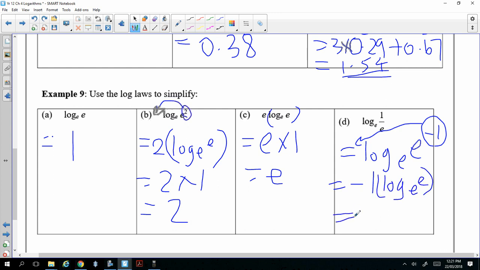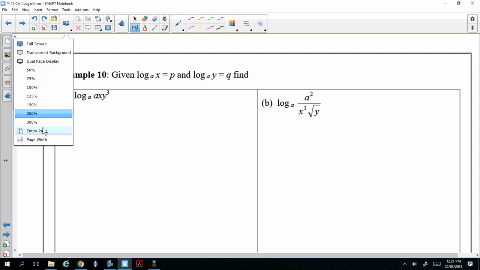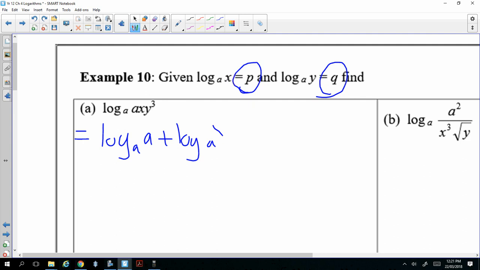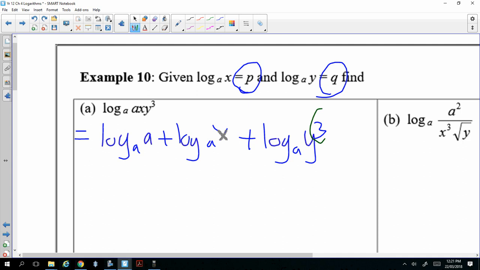All right, so log law is really convenient. It's quite logical. Okay, let's use them to simplify more questions. All right, so it's like the question before. We have to write it in terms of p and q. So we have to split them first. So split that into individual parts, like this. So whenever you have to find values, split. And once you split, any powers have to be taken down. That has to be taken down. So the answer will be log base a of a plus log base a of x plus 3 log base a of y.